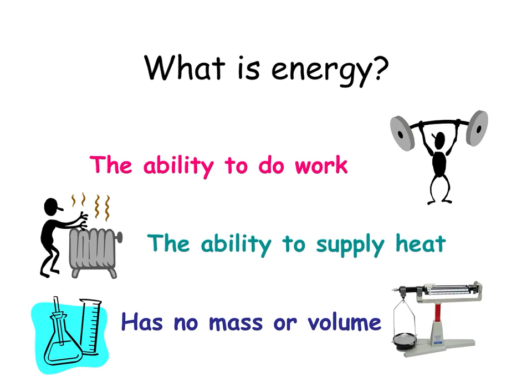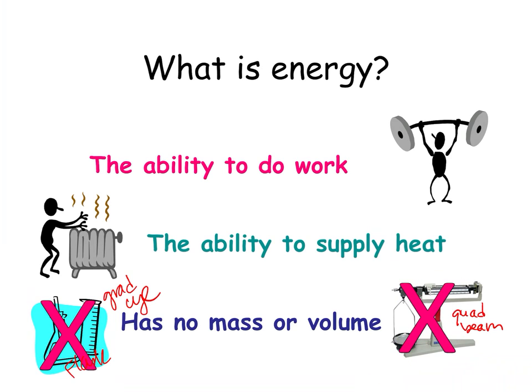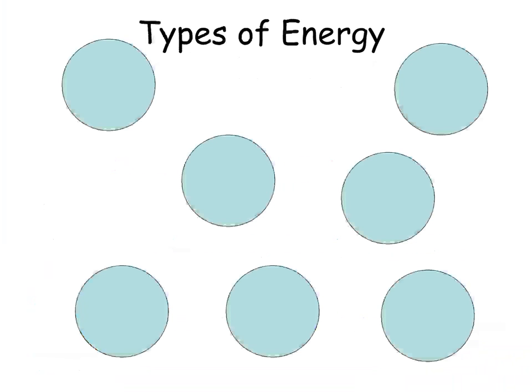So here's our mass. Remember, this is a quad beam balance. And this we have a graduated cylinder. And that looks like a flask of some kind. But wait a second, we don't have volume and we don't have mass. Energy doesn't have that. Remember, everything in the universe is either matter or energy. So this is the energy piece.